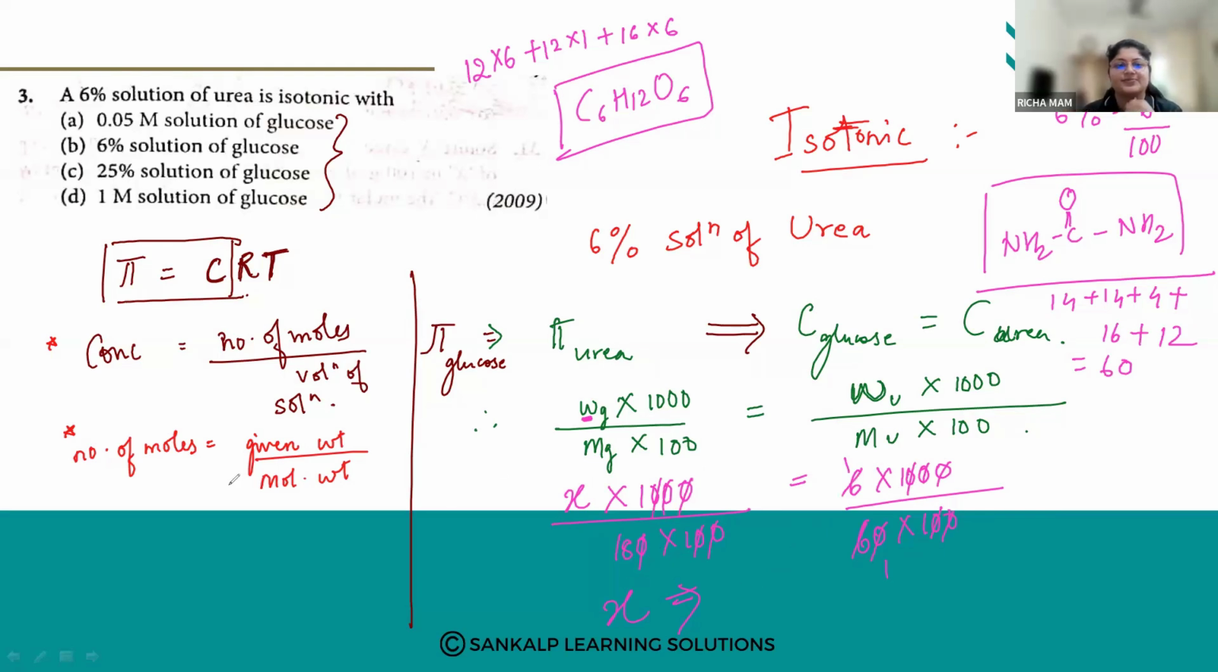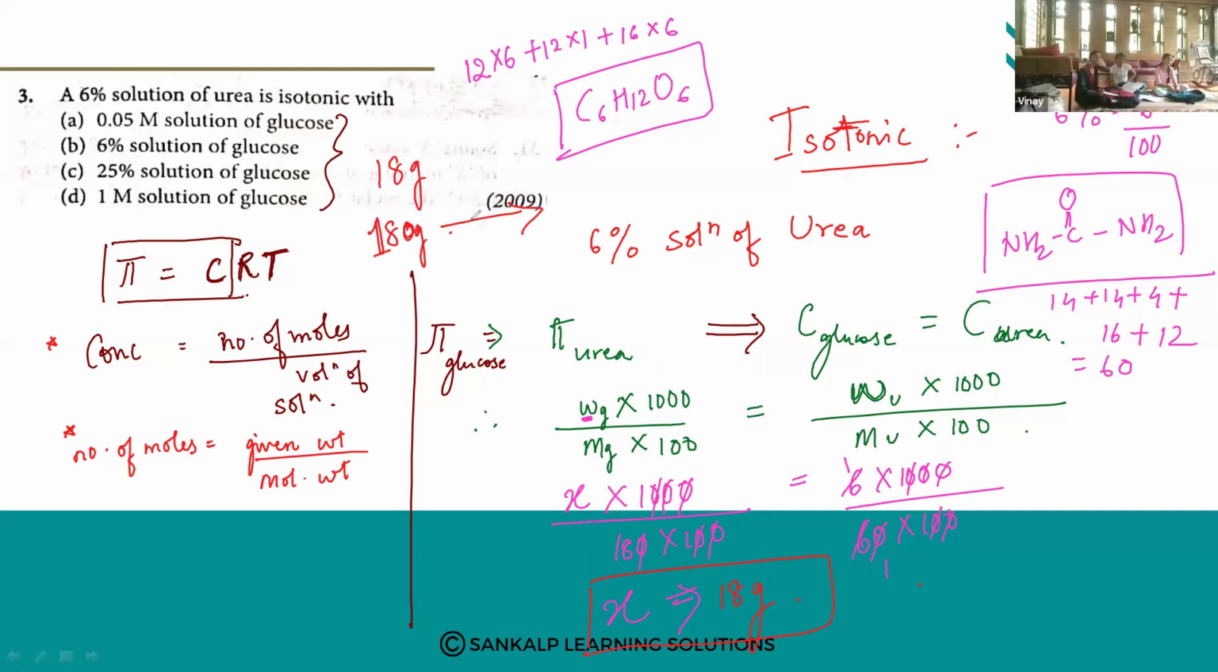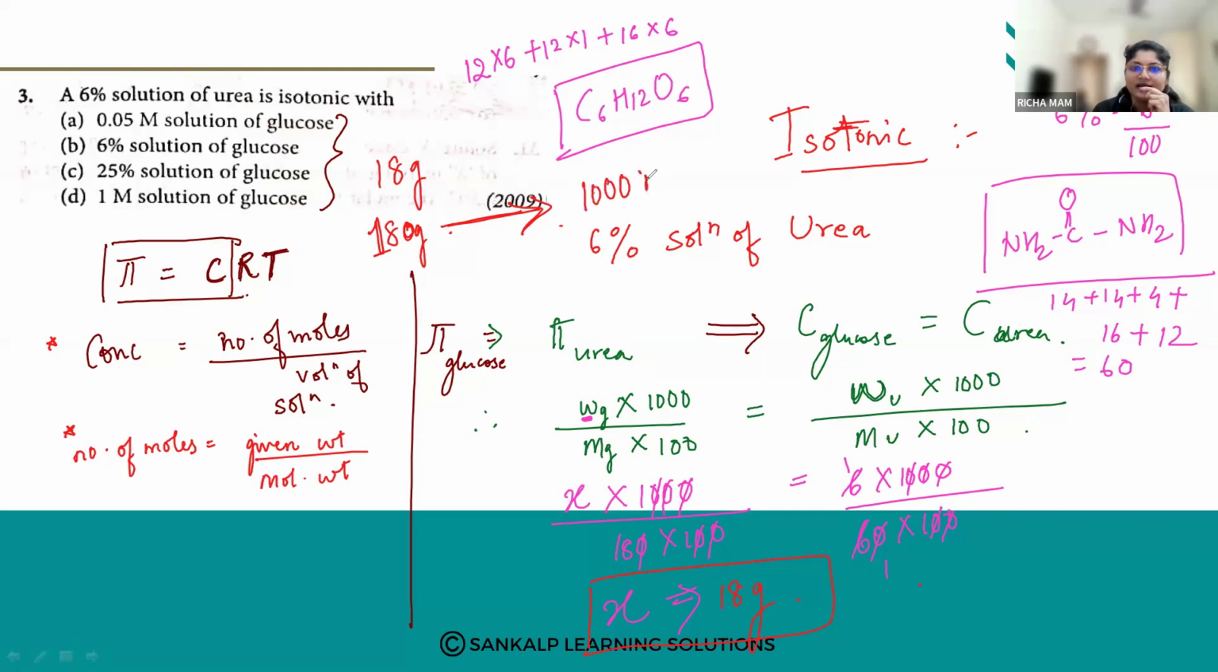Go ahead. How much? It will be, cancel everything, no? X is 18 grams. So 18 grams of glucose is present in 100 ml of solution. 180 is nothing but the molecular mass of glucose. So if 180 grams of glucose is present in 1000 ml, that is equal to 1 molar.